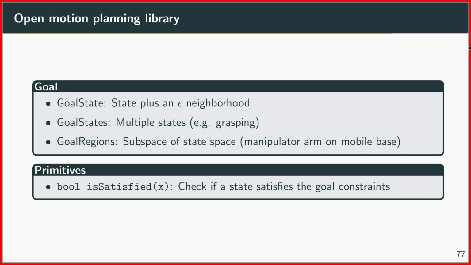You can also define goal regions, for example, a subspace of your state space. An example would be a manipulator arm on a mobile base. You just want to have this mobile base inside of a certain room, but you don't care where exactly in this room you want to place the robot. That would basically be a goal region. And each of those goals also has a primitive defined, which is called is satisfied. This primitive just checks if your state is actually in your goal. It's very easy to define new goals by just implementing this is satisfied.